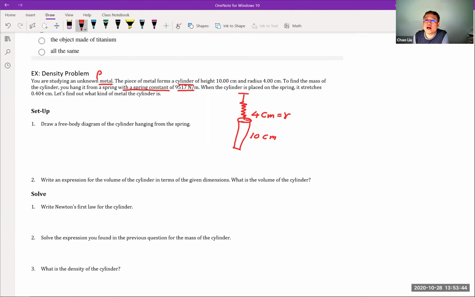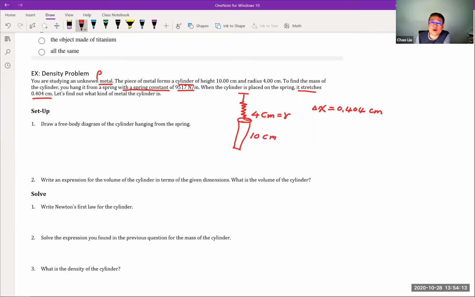Now, when this one is put on a spring, it is stretched, so it will elongate. It's going to have a change of length. So it's going to increase the length by this much. And we want to find out what kind of material this is. So how do we start? How do we solve this problem?